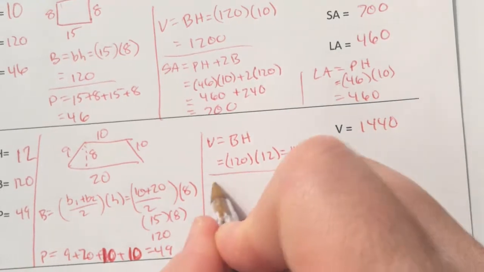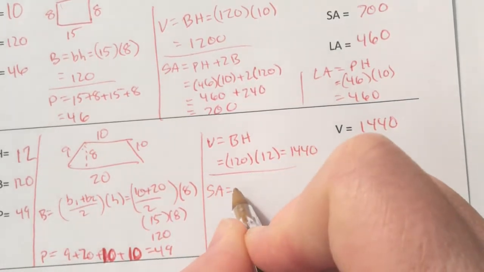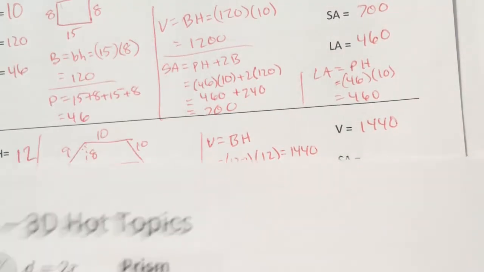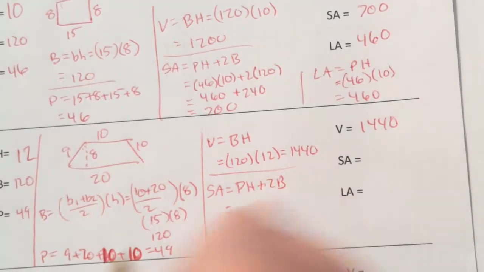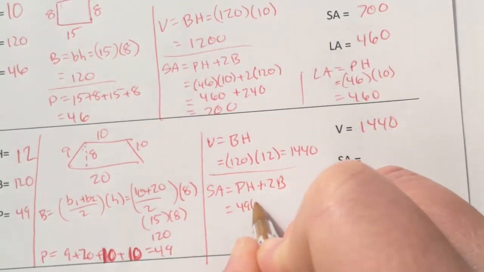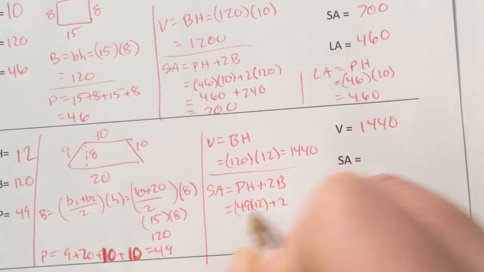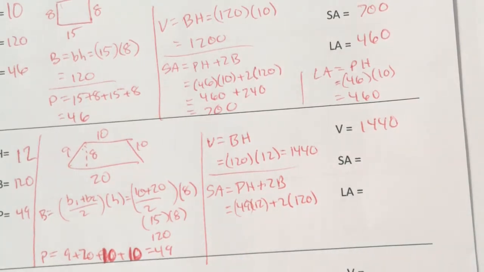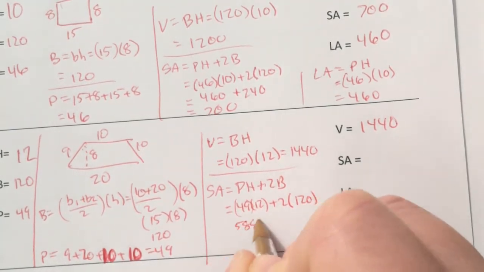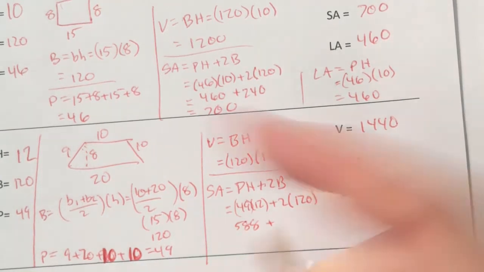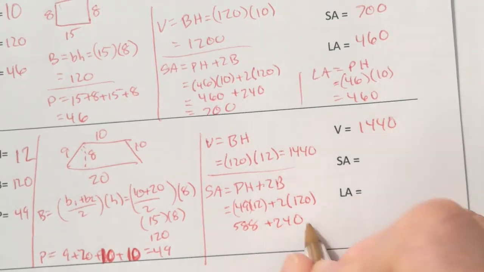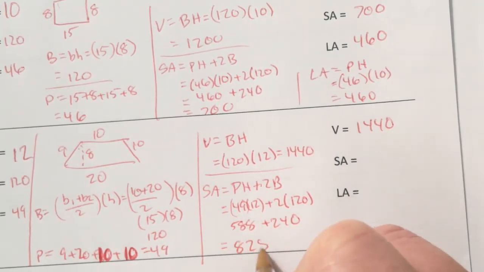Okay, then the surface area is pH plus 2B, because that's what it says right here. All right, so just put it in. We have 49 times 12 plus 2 times 120. 49 times 12, we get 588, plus 2 times 120, just 240. Add those two together, and we pop out with 828.